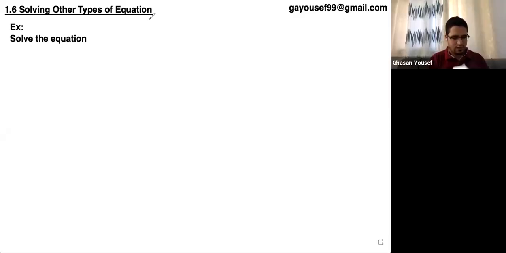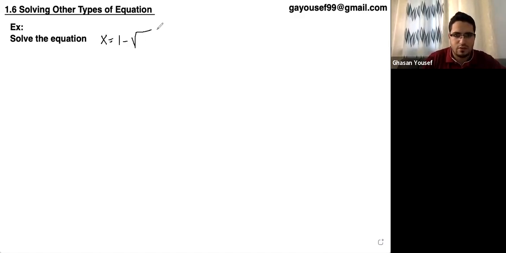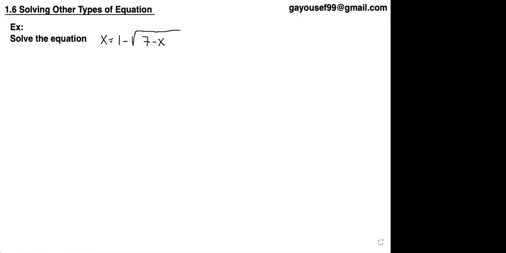x equals 1 minus the square root of 7 minus x. So any idea how we can start solving something like this if we have a radical like this? To get rid of the radical, you would square both sides. No, first you have to subtract 1 to get the radical by itself, and then square both sides to get rid of the radical. Exactly.